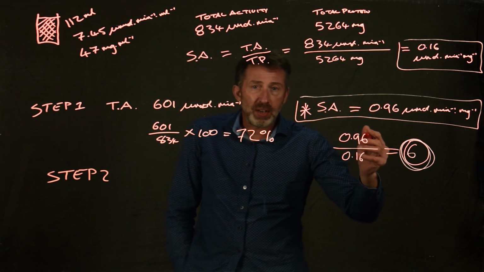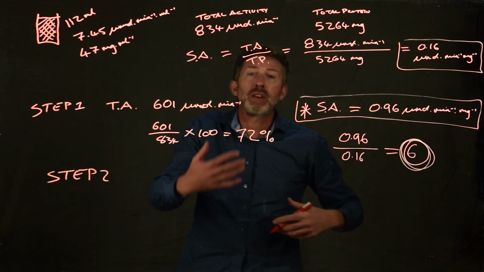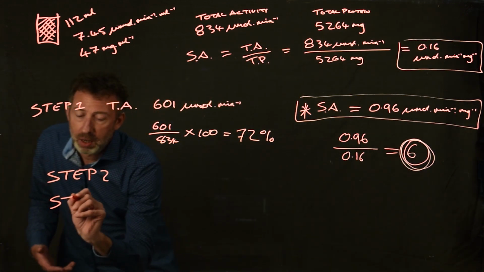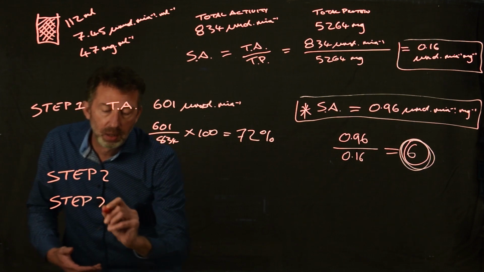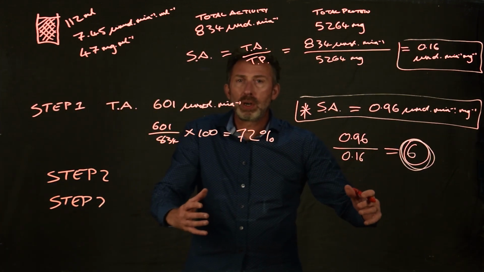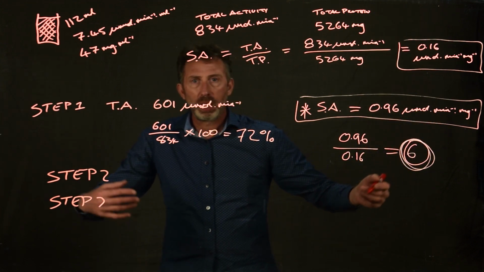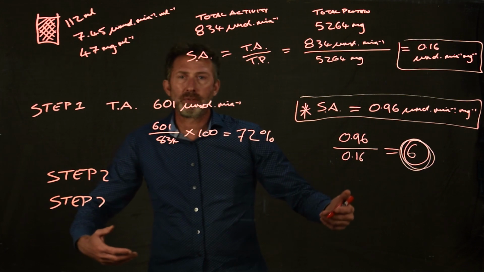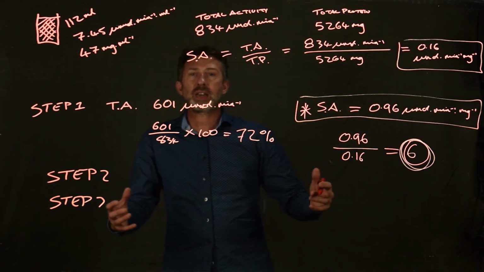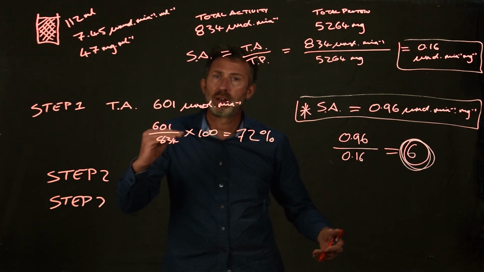So instead of 0.96, maybe it's 2.5 or something. So that's another factor of more pure. And then we do step 3. And the specific activity goes up to maybe 4 micromoles per minute per milligram. And then we do another step and it stays at 4, and another step and it stays at 4. Then we've got to accept that the purest we can get is a specific activity of so high there.